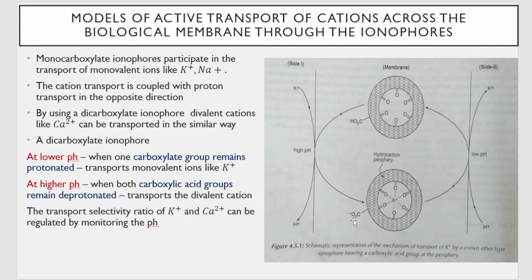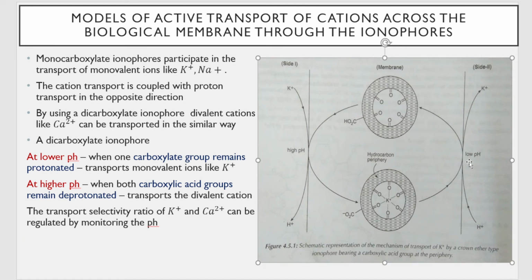So now here, understand students, it is a monocarboxylate ionophore. Its work is to take this K plus from side 1 to side 2. It has come here to side 1 where the pH is high. So at high pH, it remains deprotonated. That is, it will lose its H plus ion to this side and take up the K plus ion from here and take it to the side 2. At side 2, the pH is low. So what happens at low pH? It remains protonated, correct? So at low pH, it takes up the H plus ion, so becomes protonated, leaves the K plus here inside too and goes back.